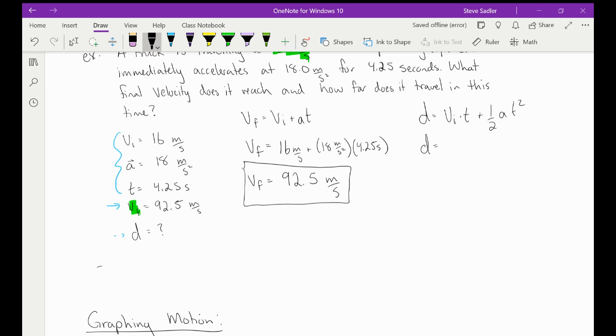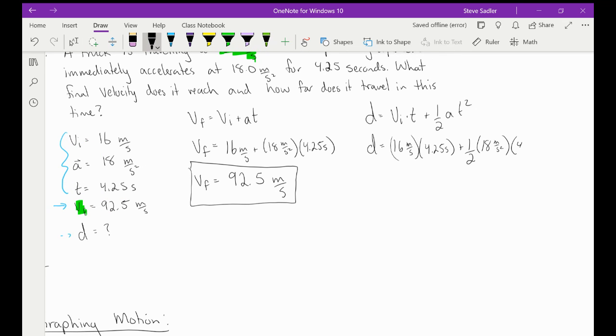D is already isolated. So now I have 16 meters per second multiplied by 4.25 seconds plus 1/2 times the acceleration, 18 meters per second squared, multiplied by the time squared, 4.25 seconds squared. Don't forget that squared. That's a really common mistake. Everyone seems to forget that T is squared.